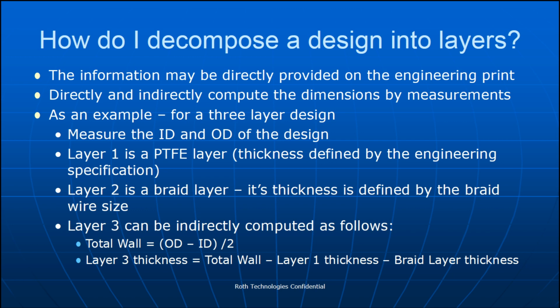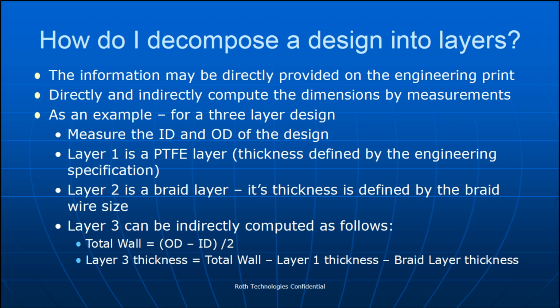The second and more probable path for decomposing the design into its individual layers is by directly and indirectly computing the layer dimensions by measurements and/or from the design. As an example, we provide the process for a 3-layer design. First, we will measure and/or obtain the inner diameter and outer diameter of the design. In our example, the first layer is a PTFE layer, so we will obtain its thickness from the engineering print and/or from the supplier of the material.